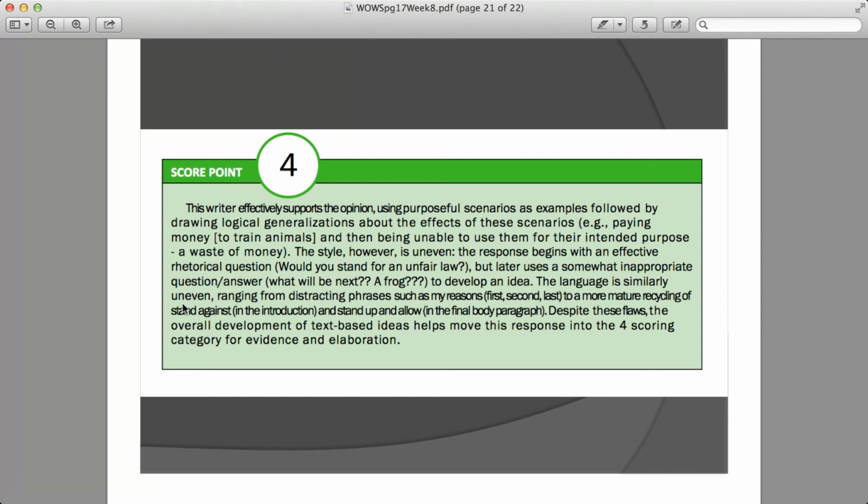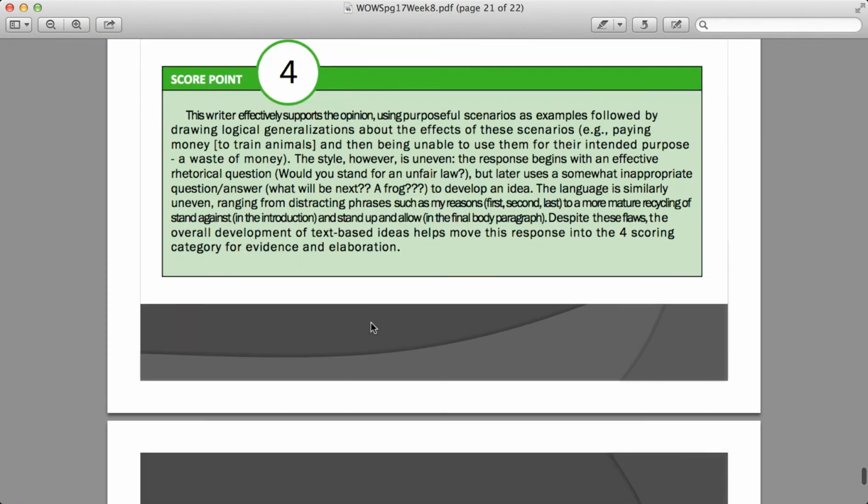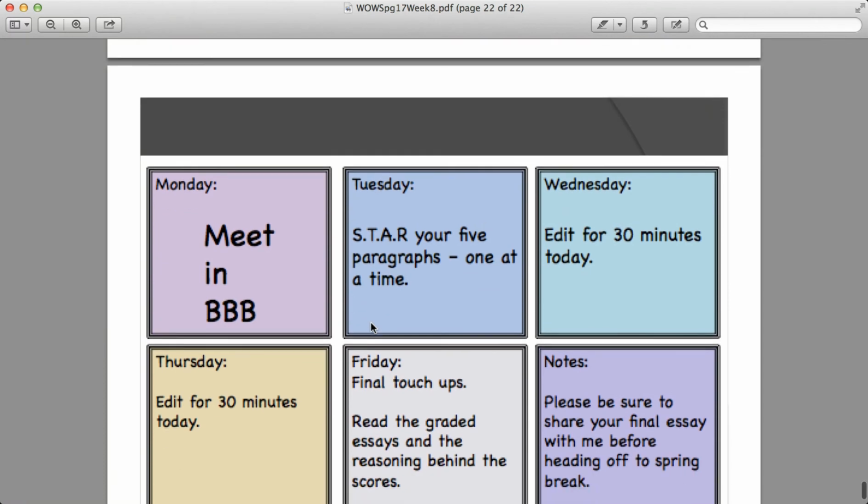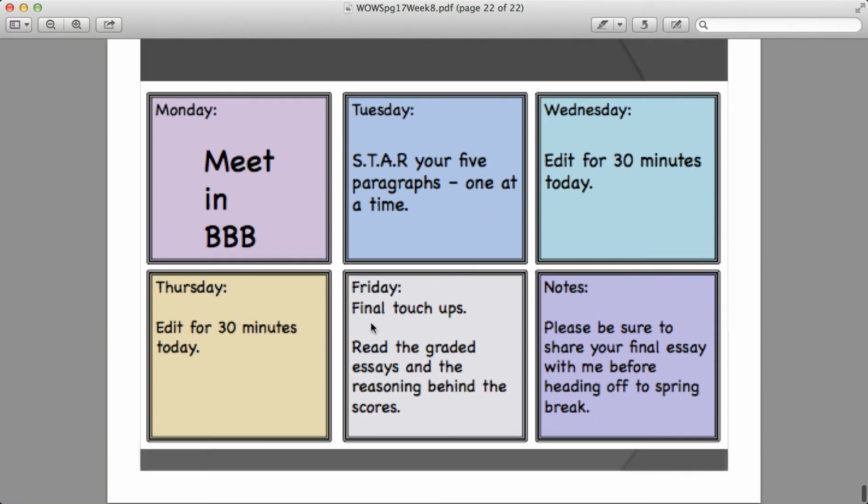"The language is also similarly uneven. It ranged from a distracting phrase, such as 'my reasons for second, third,' to a more mature 'recycling stand against' in the introduction, or 'to stand up and allow,' as they did in the final one. Despite these flaws, the overall development of text-based ideas helps move this response into a 4 scoring category for evidence and elaboration." Okay, so there you go. You get a little bit of an idea of what they're looking for. They're not expecting perfection. I am telling you, if you apply the things that we've practiced, you're going to do great.